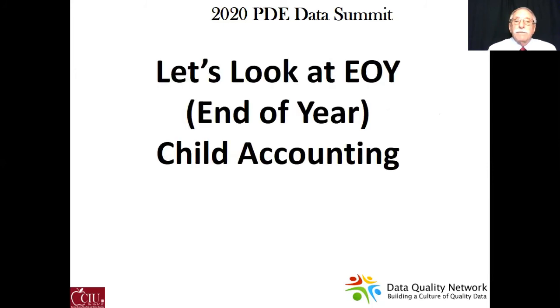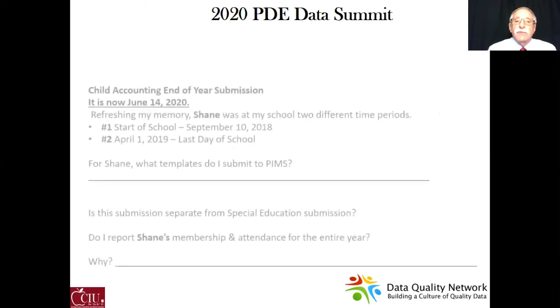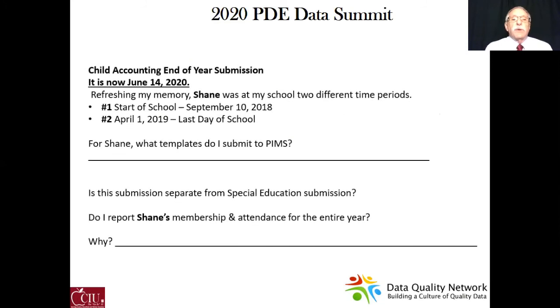Okay. So end of year child accounting. It's now June 14. Refreshing my memory, Shane was at my school two different time periods, from the beginning of the school year to September 10, and then he was outplaced, and then he came back on April 1 to the last day of school. So for Shane, what templates do I submit?